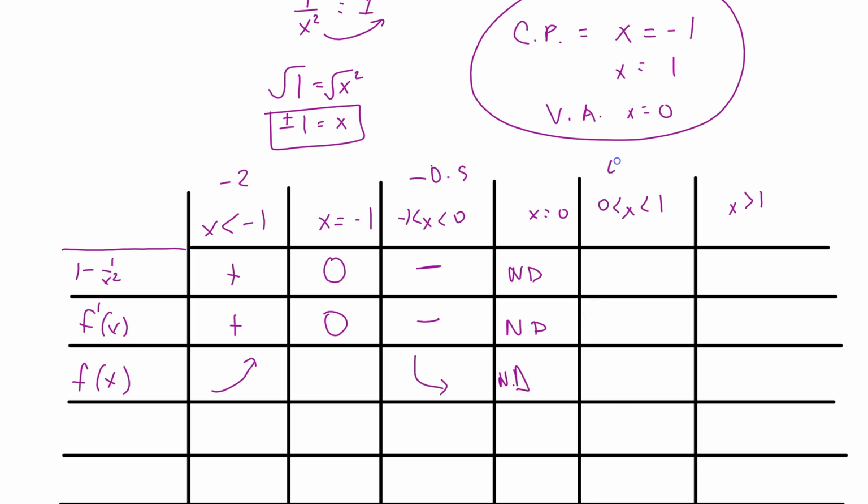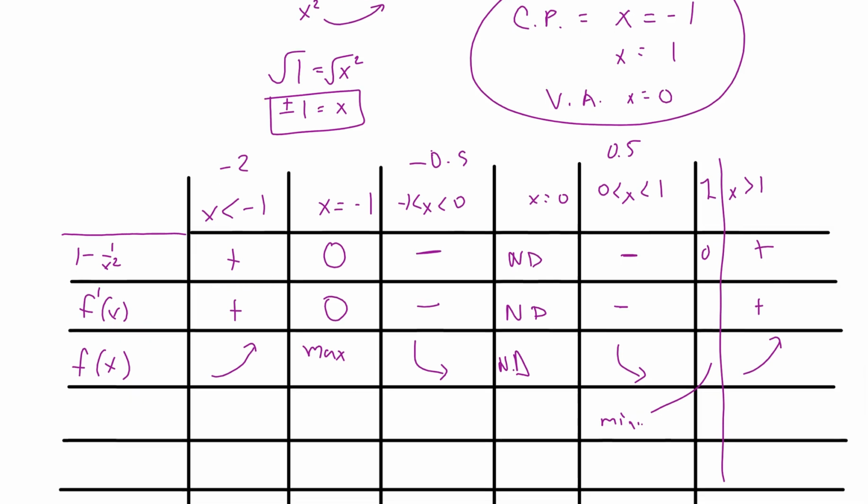And between 0 and 1, so we'll put 0.5, so that'll also be negative. This is negative, therefore it's decreasing. And when it's greater than 1, well then it's positive, and that means it's increasing. Oh, and we forgot that x is equal to 1. So that'll be 0. So we know this point here goes from increasing to decreasing. We know that's a maximum. And then we know this is decreasing to increasing, so this is a minimum.